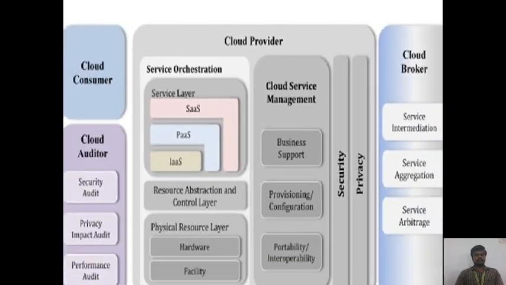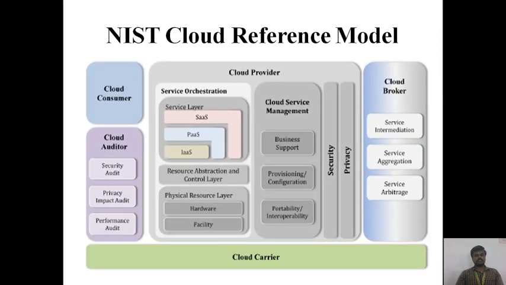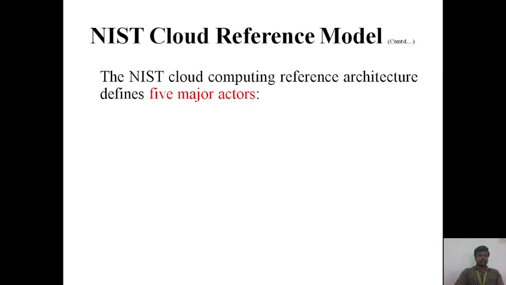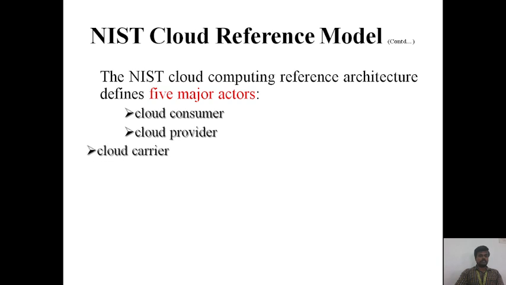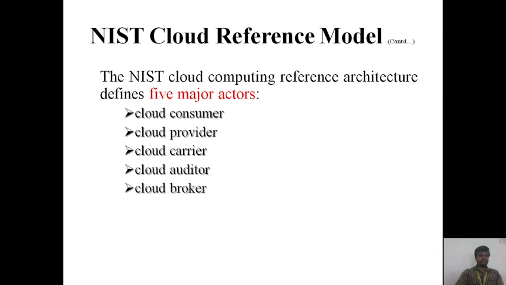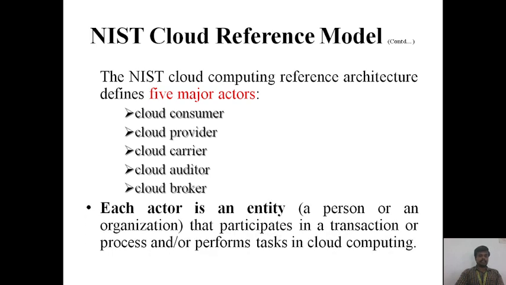NIST also proposed a reference model for cloud computing. This is the pictorial representation of the cloud reference model. You have cloud consumers, cloud auditors, cloud providers, cloud carriers, and cloud brokers. These are the major actors present inside the cloud reference model. The NIST Cloud Computing Reference Architecture defines five major actors. First one is cloud consumer, second is cloud provider, third is cloud carrier, fourth is cloud auditor, and fifth is cloud broker. Here each actor is an entity. An entity may be a person or an organization that participates in a transaction or processing or any other task in cloud computing. So this is about the reference model actors.